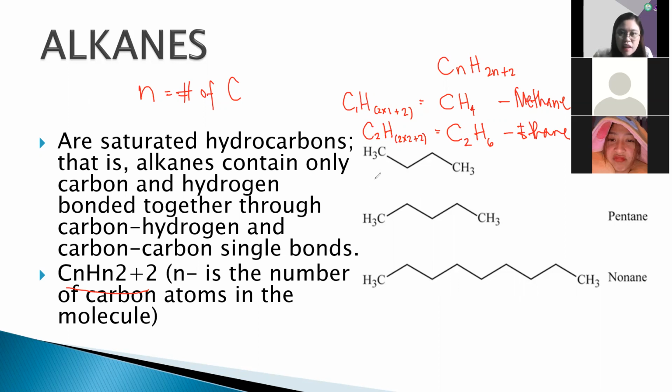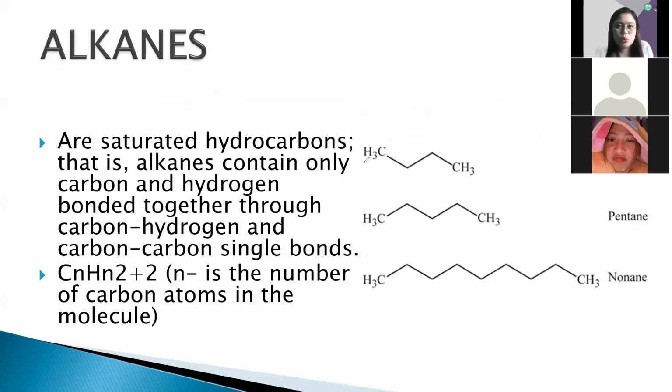So for butane, class, butane has 4 carbons, so C4. To predict the number of hydrogens for our butane, you do the same thing: 4 times 2 plus 2. So this will be C4, 4 times 2 is 8, plus 2, 10. So this is the molecular formula of butane. Do not forget our general formula for alkanes, CnH2n plus 2. Questions so far?